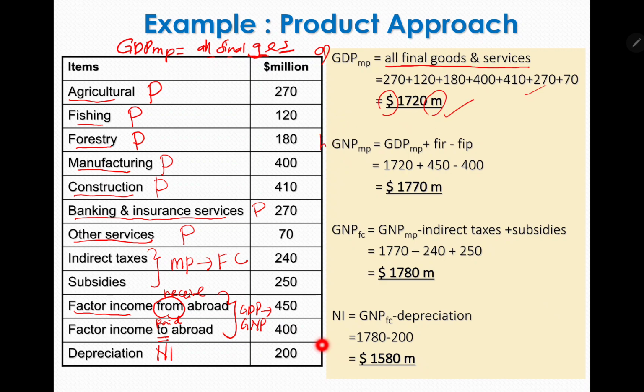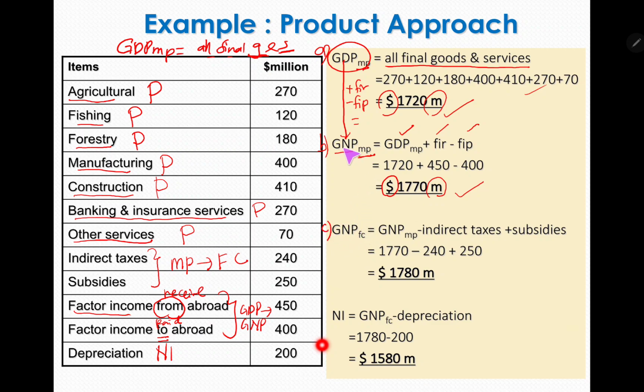And then for B, for example, let's say the question asks you to calculate GNP MP. So compare with A. A is already in MP, so you don't have to adjust. From domestic to national, you need to plus FIR minus FIP. So remain with this GDP MP plus FIR minus FIP. You will get your final answer 1770. Don't forget the units.